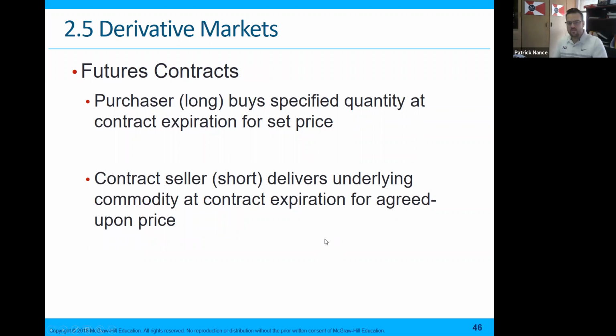All right, another derivative market is futures. In future contracts, the purchaser buys a specific quantity at a contract expiration for a set price, and the contract seller, short, delivers the underlying commodity at contract expiration for an agreed upon price. This is used a lot. I actually saw this a lot when I used to audit co-ops. It's used a lot in commodities.